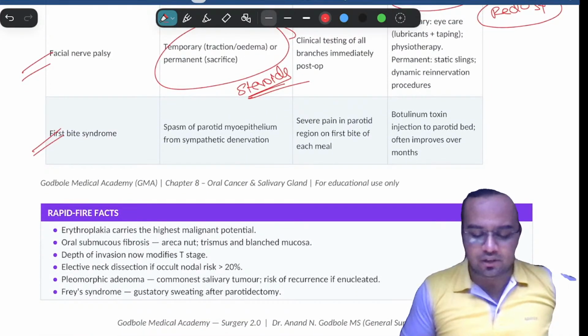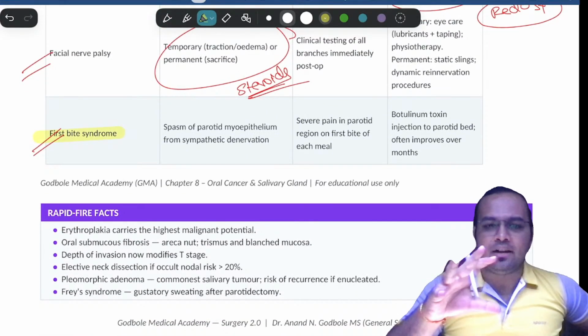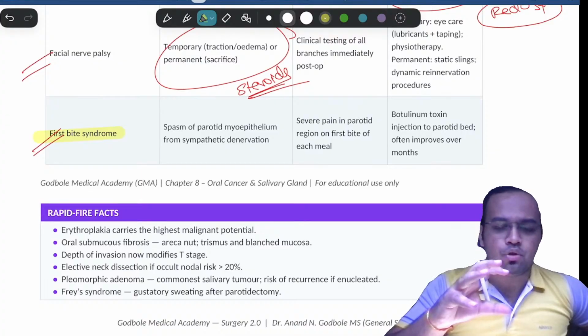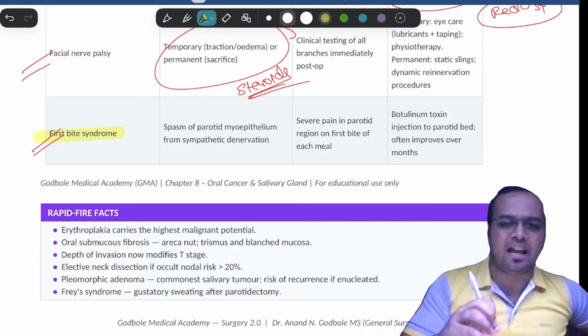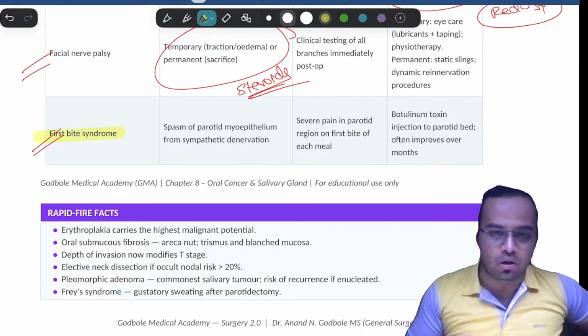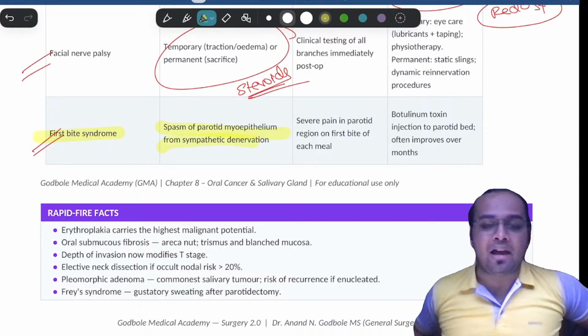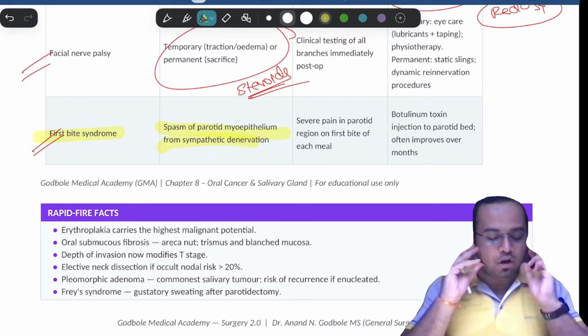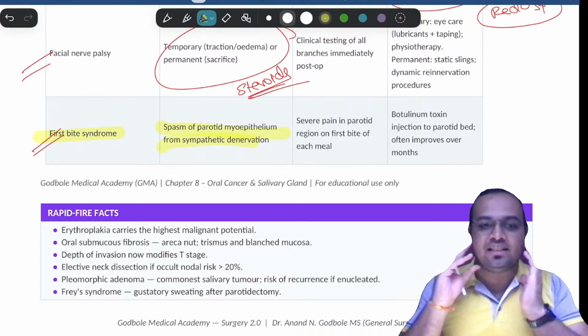What is first bite syndrome? It is seen in some people. Whenever you try to chew the food, during the first movement of the chew, what is going to happen? There is a spasm of the parotid myoepithelium, and the patient is going to have a lot of pain in the parotid region. So that is the first bite syndrome.